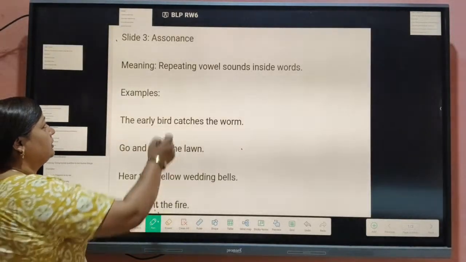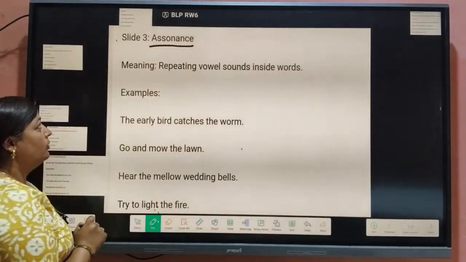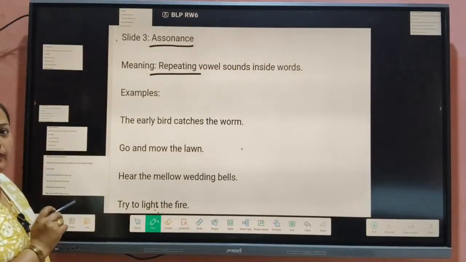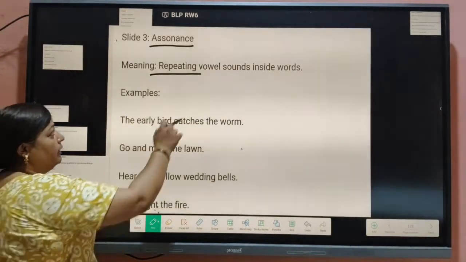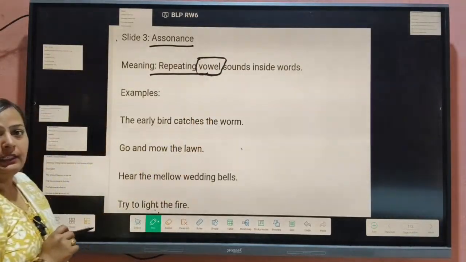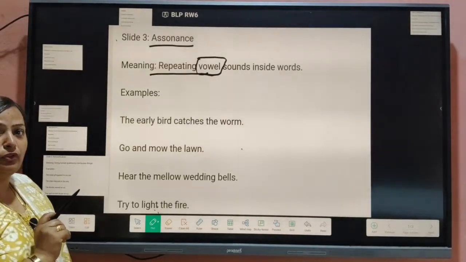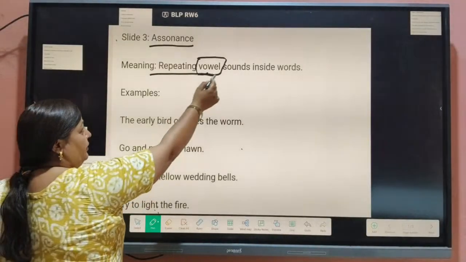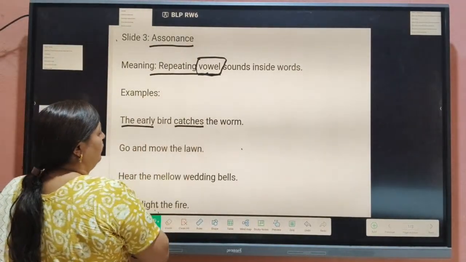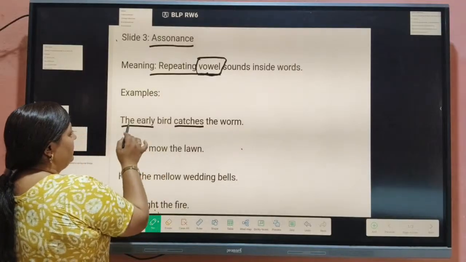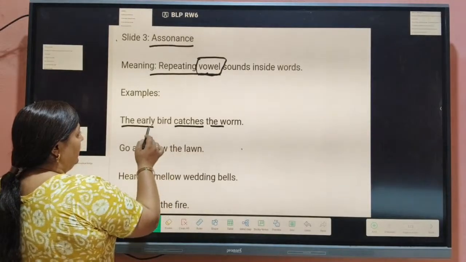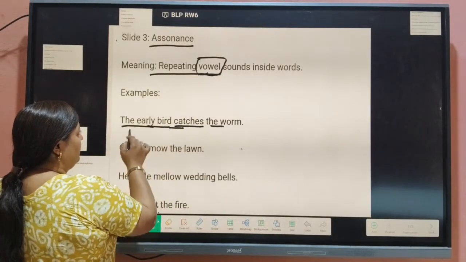Now we will do assonance. You know, in assonance also there will be a repetition of sounds. But what is the difference? Here the repeating sound will be a vowel sound, and in alliteration the repeating sound will be a consonant sound. This is the main difference. Examples we can see: the early bird catches the worm. Here the vowel sound is repeated, the early bird.